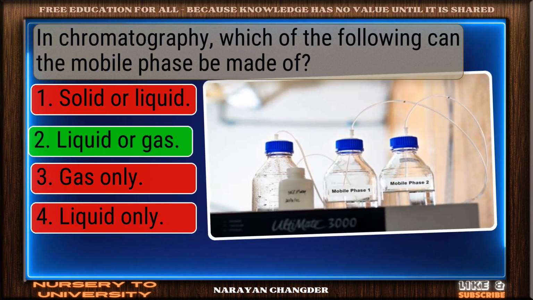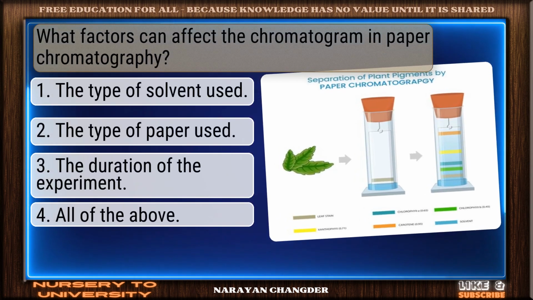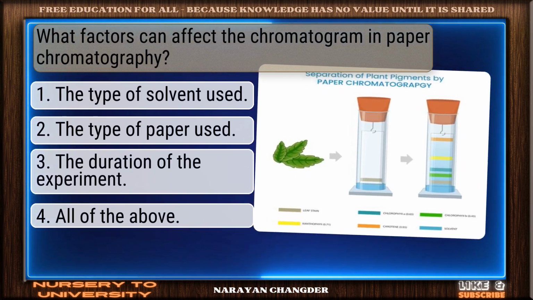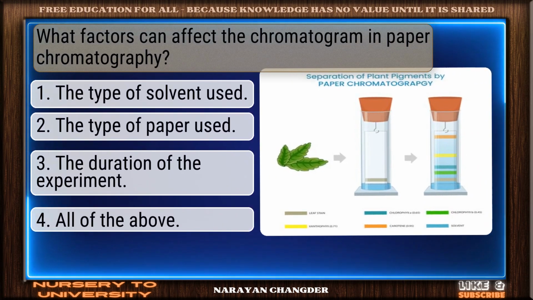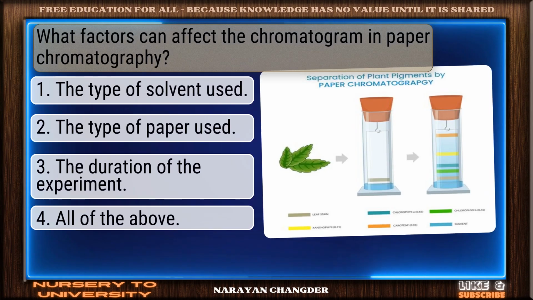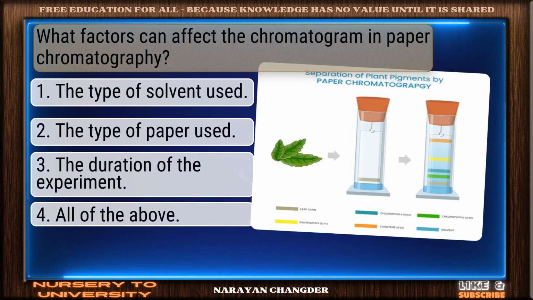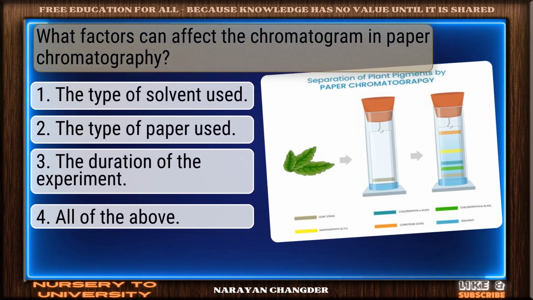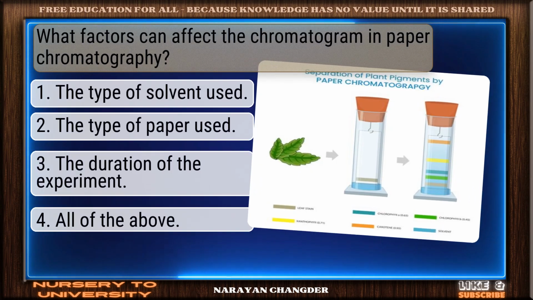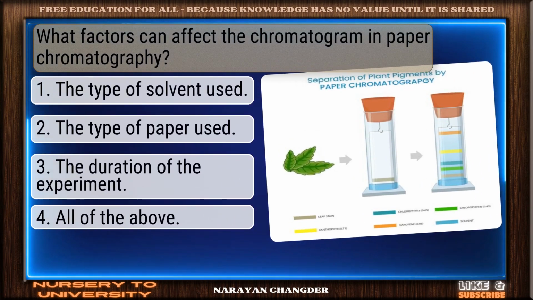Liquid or gas, well done. What factors can affect the chromatogram in paper chromatography? Option 1, the type of solvent used. Option 2, the type of paper used. Option 3, the duration of the experiment. Option 4, all of the above.